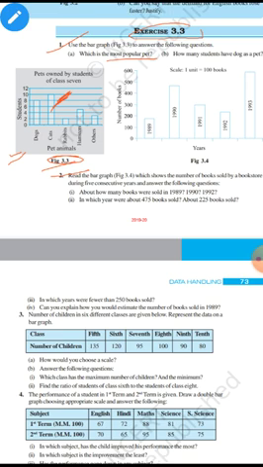How many students have dog as a pet? Where is the dog bar? This. So there are 8 students who have dog as a pet.